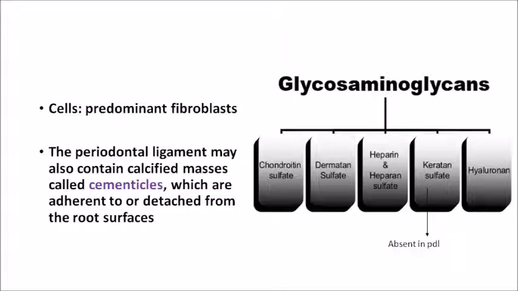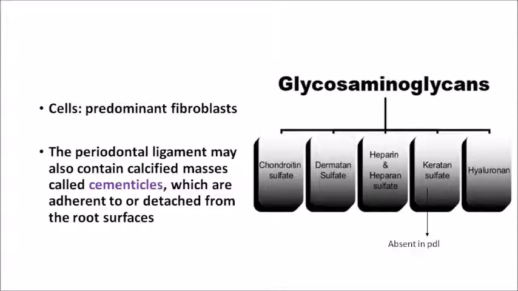And the question which can be asked in entrances about the glycosaminoglycans in periodontal ligament: there are predominantly 5: chondroitin sulfate, dermatan sulfate, heparan sulfate, keratan sulfate, and one glycosaminoglycan which is not sulfated, that is hyaluronan. And one more important question is which glycosaminoglycan is absent in PDL? Keratan sulfate is absent in periodontal ligament. So this is about the ground substance.